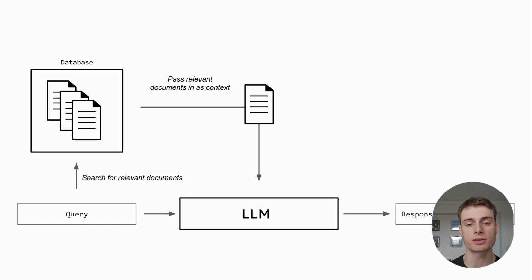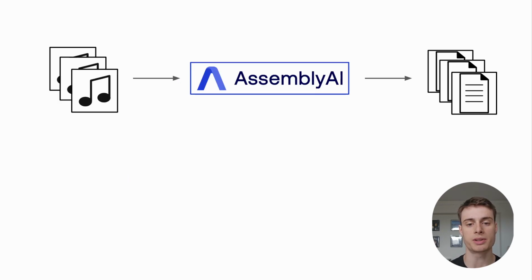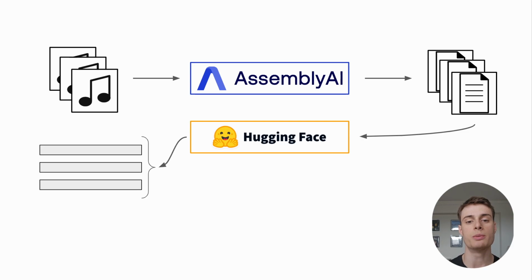We'll be combining several technologies to do this. First, we'll use Assembly AI to transcribe the audio files into text. We need to do this because LLMs can only process textual data. Next, we'll use Hugging Face to embed these documents. These embeddings are numerical vector representations of the documents that capture their meaning. If you need a refresher, check out our video on vector embeddings.